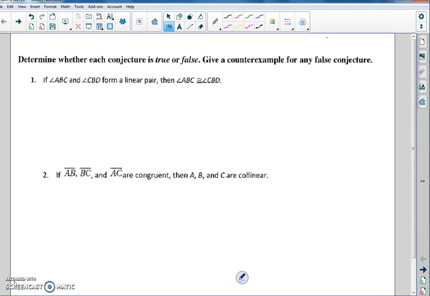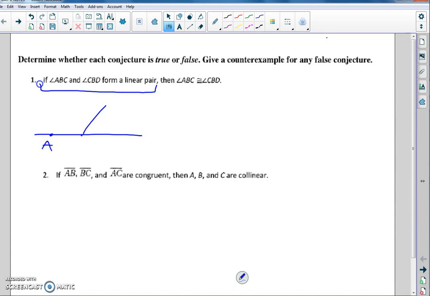If angle ABC and angle CBD form a linear pair, then angle ABC is congruent to angle CBD. So you want to think about, is that always going to be true, or could that be false? The best way to do that with these types of problems is to draw a picture. So start with the first part and ask yourself, what does it mean to be a linear pair? Adjacent and supplementary.